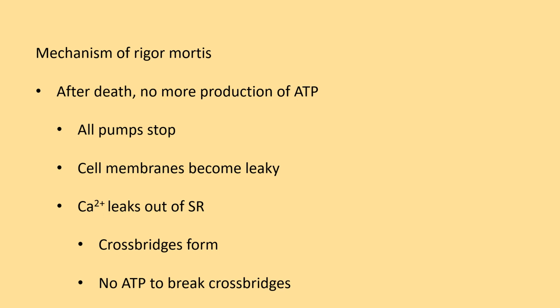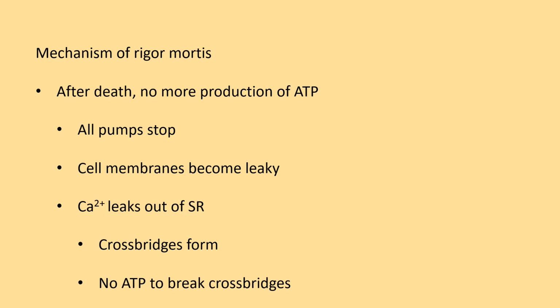So thick and thin filaments in all the sarcomeres of all the myofibrils of all the muscle cells will have cross bridges. Now the contraction cycle can't occur because there's no ATP to break the cross bridges. So cross bridges form, but there's no power stroke and there's no ATP available to break the cross bridges. So for many hours, the muscles feel rigid because cross bridges have formed and there's nothing to break them.